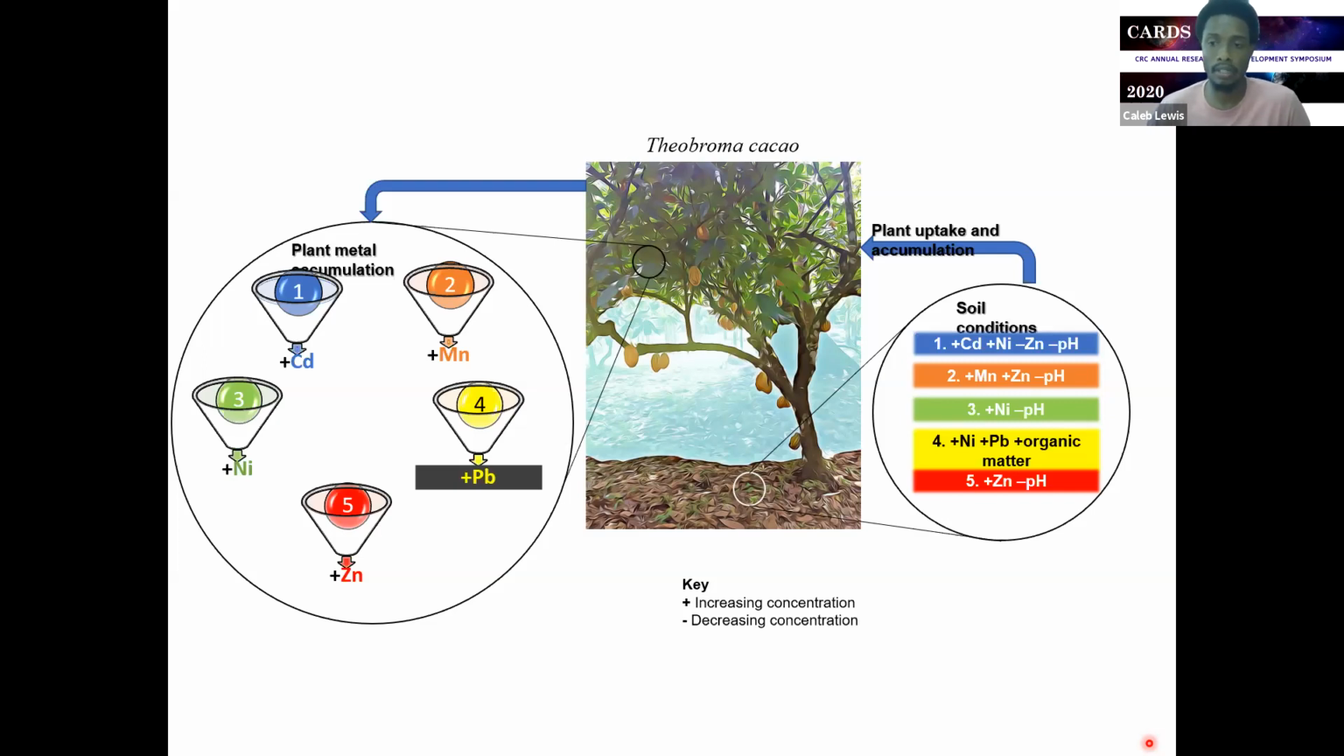We also looked at plant manganese, nickel, lead, and zinc. For this paper, we also looked at plant iron and chromium, but we weren't able to develop any significant models relating the soil conditions to the plant conditions in cacao.